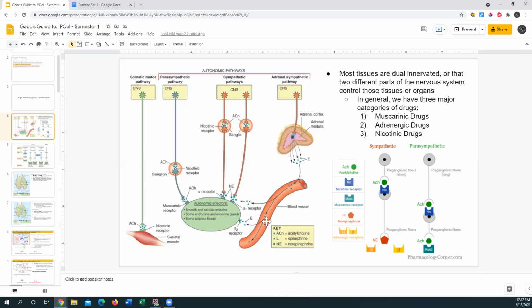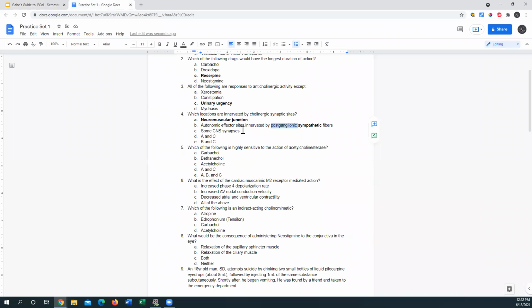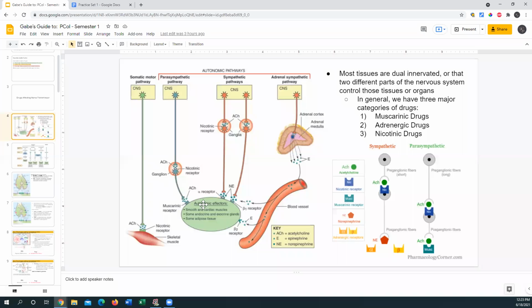No, epinephrine is going through the bloodstream. So where are we going to find it? We're going to find it in some of the CNS synapses. Not all of them, but some of them.